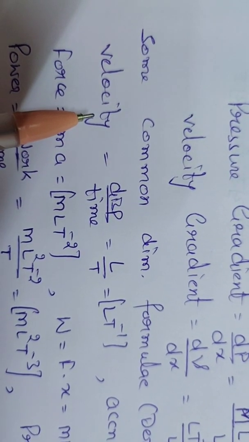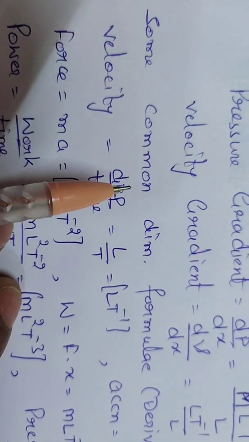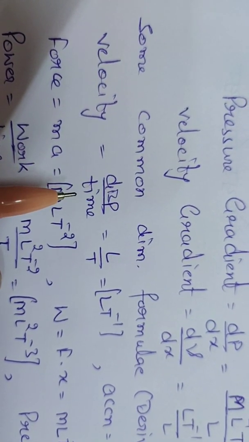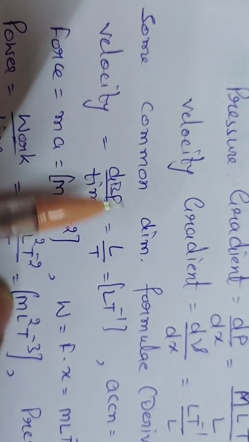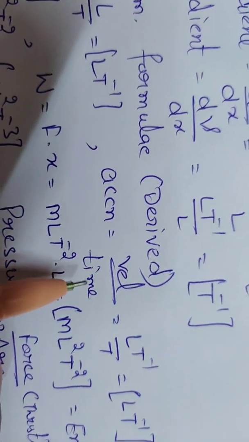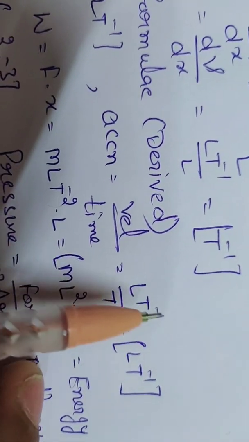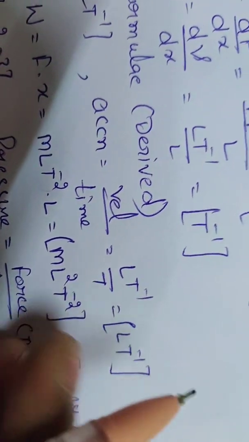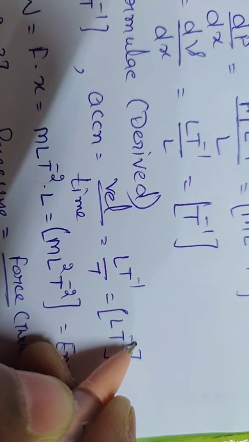For example, velocity is a derived formula because it is a ratio of displacement upon time. Displacement is a length, and L by T is equal to LT^-1. Again, acceleration is velocity upon time, velocity LT^-1 divided by T, so it becomes acceleration LT^-2.